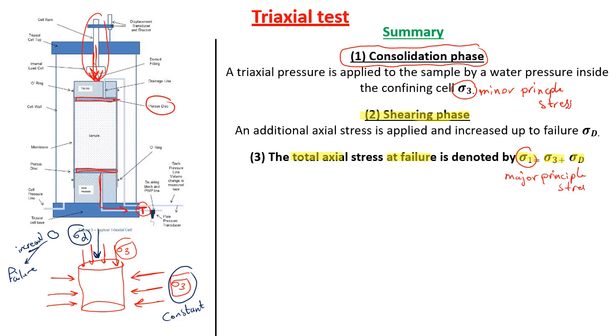These stresses are called principal stresses because they are applied on planes or surfaces which don't have any shear stress on them. The vertical surface of the soil sample, which is in the shape of a cylinder, and the upper surface on which a vertical or axial stress is applied, are not subjected to any shear stresses, so these surfaces are called principal surfaces or principal planes.